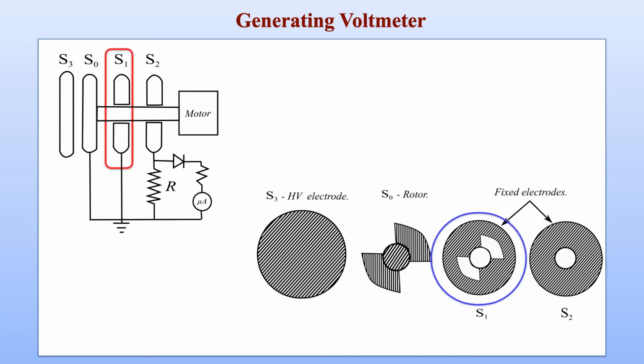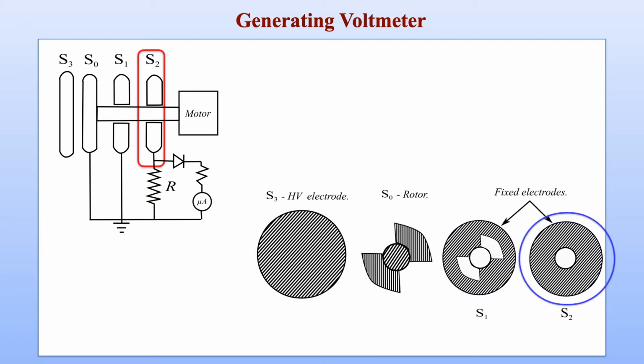Then the next electrode is S1. We can see that electrode S1 is in the form of a disc but having slots cut across it, and it has a provision in the center through its axis, through which the motor shaft is free to move. It is installed in such a manner that the electrode remains fixed but the motor shaft can pass through it. So that's why there is a hole in the axis in the center of this particular electrode S1.